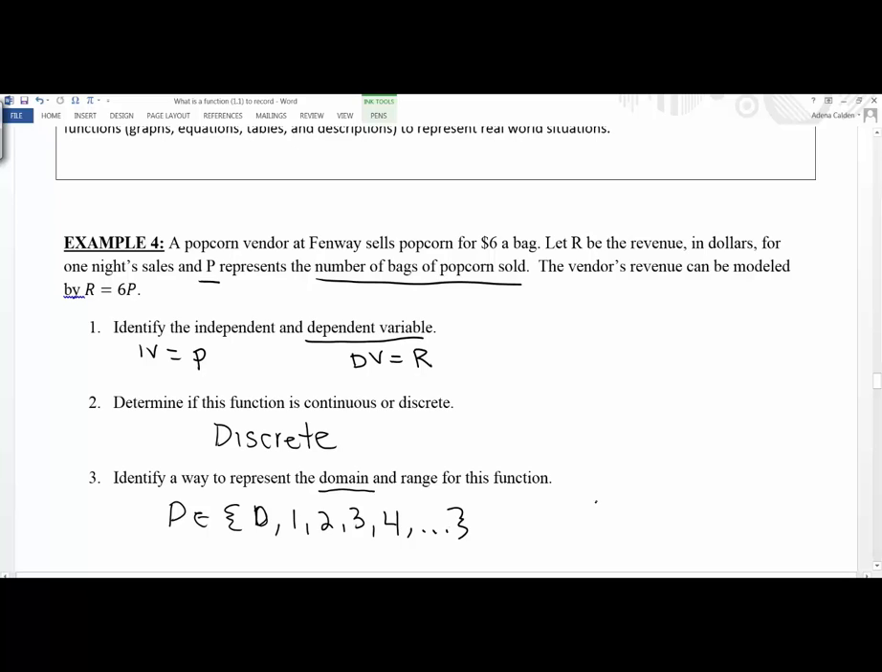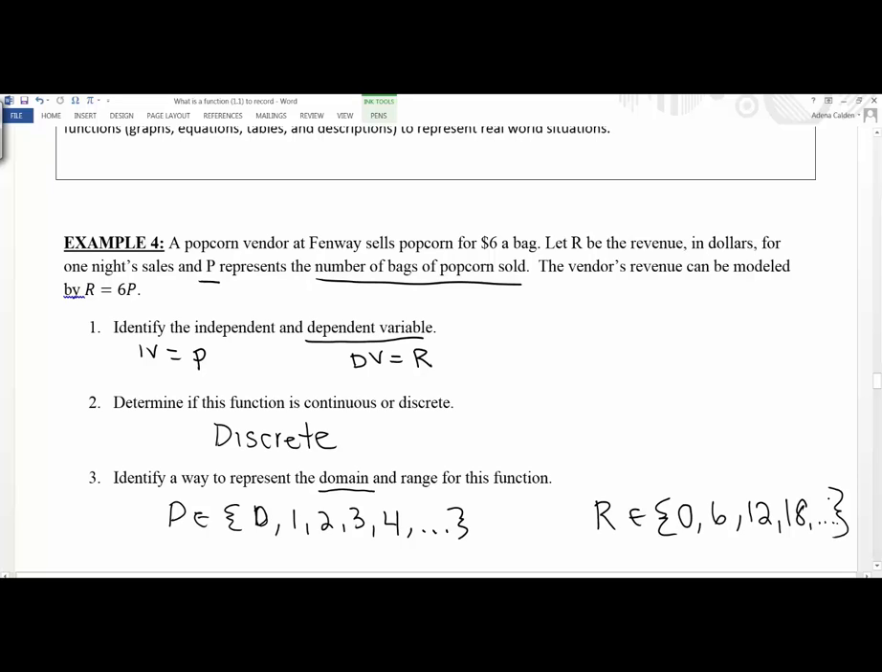The range for the function, revenue, again, is going to be generated by considering what R values we can get from plugging the P values in. If we plug in 0, if we've sold 0 bags of popcorn, the revenue will be $0 because 6 times 0 is 0. If we plug in 1, I get 6 times 1, which is 6. If I plug in 2, I get 6 times 2, which is 12. So I can see here that I have multiples of 6 in order. And again, I'm going to use dot dot dot to indicate that that's going to continue going on.